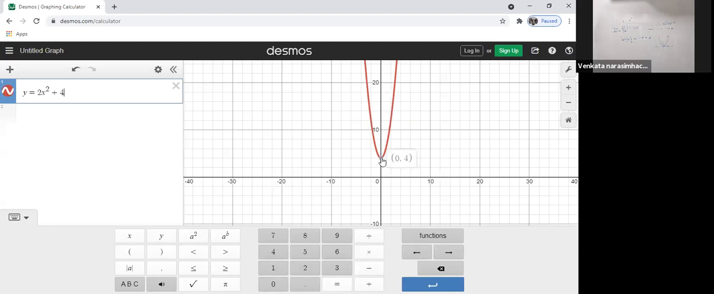From the equation itself, you can make out that at x equal to 0, y will be 4. Hence, it's a parabola. So all forms of y equal to x square will be a parabola like this.